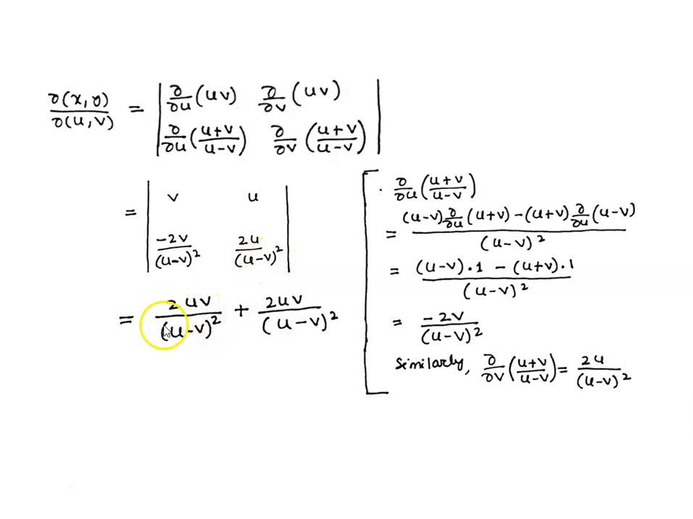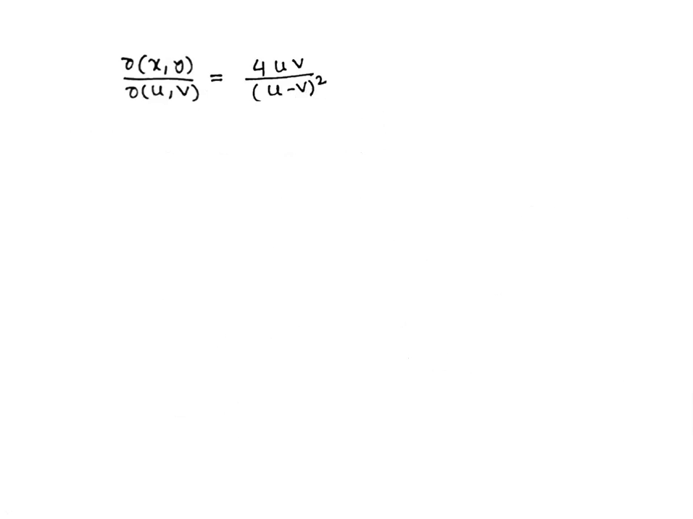Here we have 2uv divided by u minus v whole square plus, because here we have a minus sign, product of these two, which is 2uv divided by u minus v whole square. So we have the second term 2uv divided by u minus v whole square, which is equal to 4uv divided by u minus v square. Now the Jacobian of xy with respect to uv is 4uv divided by u minus v whole square.